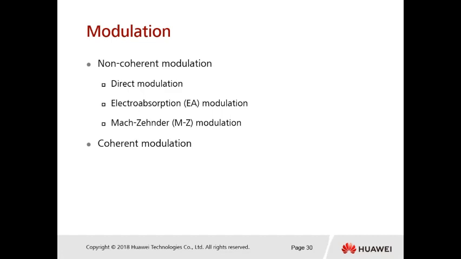In non-coherent modulation, we also have two different types. The first type is direct modulation. The second type is indirect modulation. Let's see the direct modulation firstly. It also can be called internal modulation. It is used to directly modulate the light source signals. This method determines the stress of the laser output light wave by controlling the current injected to the laser.